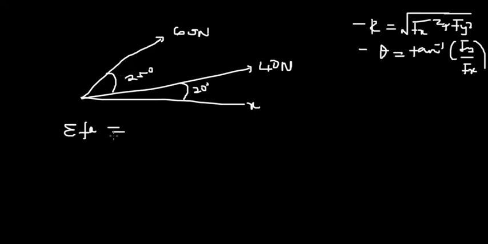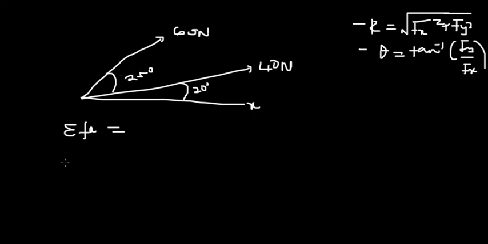Let me repeat that again. When you are resolving the forces along the x-axis and the angle lies in between the force and the x-axis, you use cosine. And once the angle doesn't lie in between the force and the x-axis, you use sine. That's when you are resolving along the x-axis. So when the angle lies between the force and the x-axis, you use cosine, but when it doesn't lie in between the force and the x-axis, you use sine.